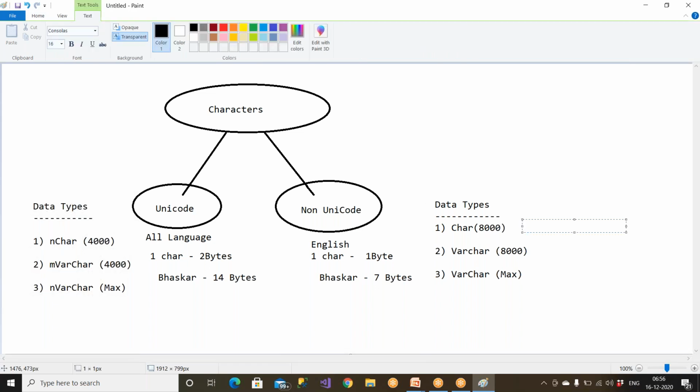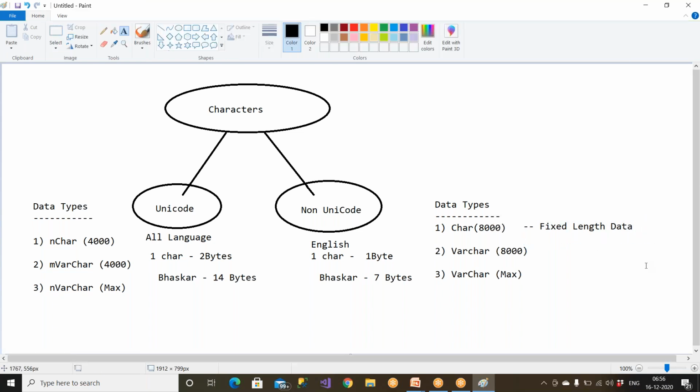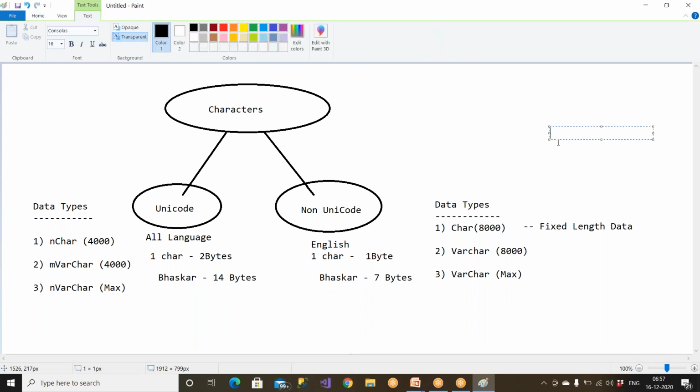So the question is, if you have fixed length data, when do you go in for char or nchar data? Fixed data length means the length will not change. Clear? For example, my phone number or my postal code. Indian postal codes have only six numbers.